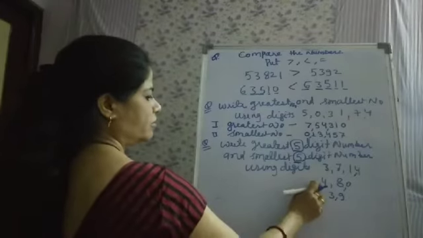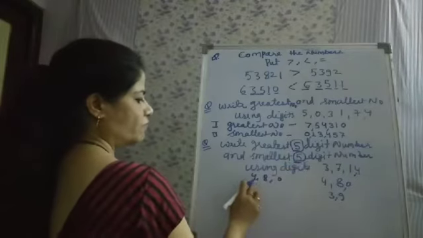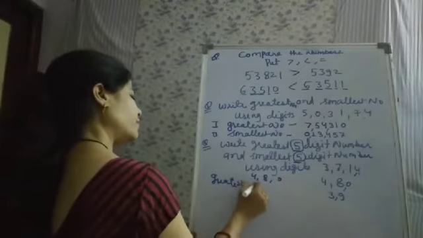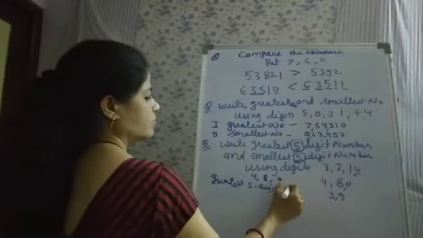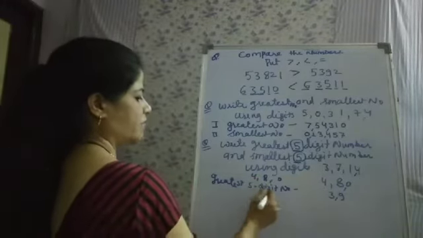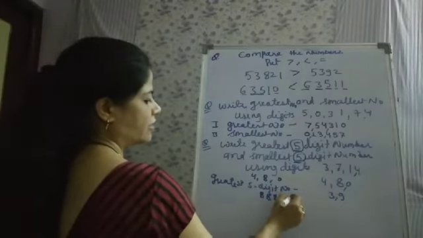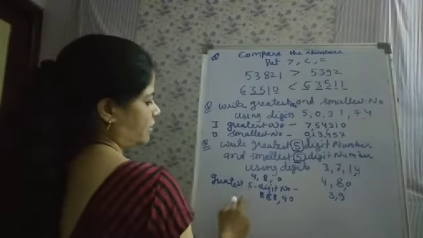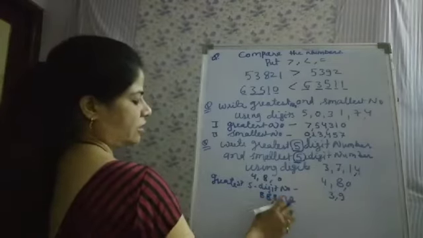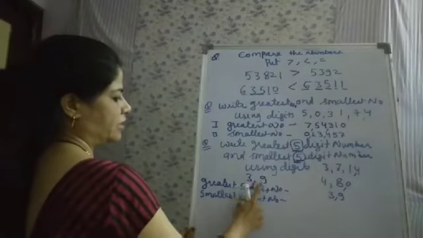Now you have to form the greatest 5-digit number and smallest 5-digit number using 4, 8, 0. So the greatest 5-digit number, how will you write? You have to repeat 8 3 times. So you have to write 8 3 times, then write 4 and 0. So the greatest 5-digit number formed by 4, 8, 0 is 88,840.